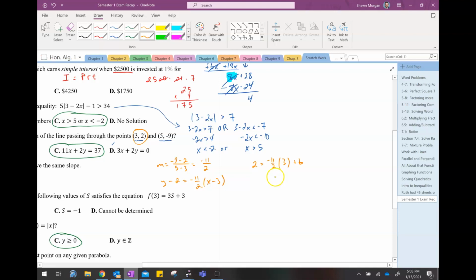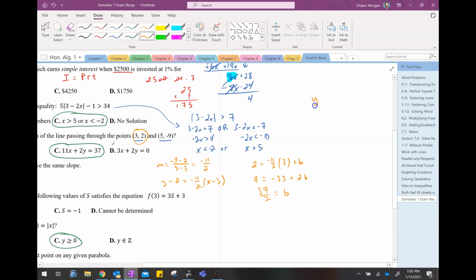I'll already go ahead and do that. Let me multiply everything by 2. I don't like the fraction, so I'll just kill that fraction. So negative, and we can do 11 times 3 easily enough, negative 33, and then 2b. We'll add 33 to both sides, and we get 37, and then divide by 2, so we get 37 halves equals b.